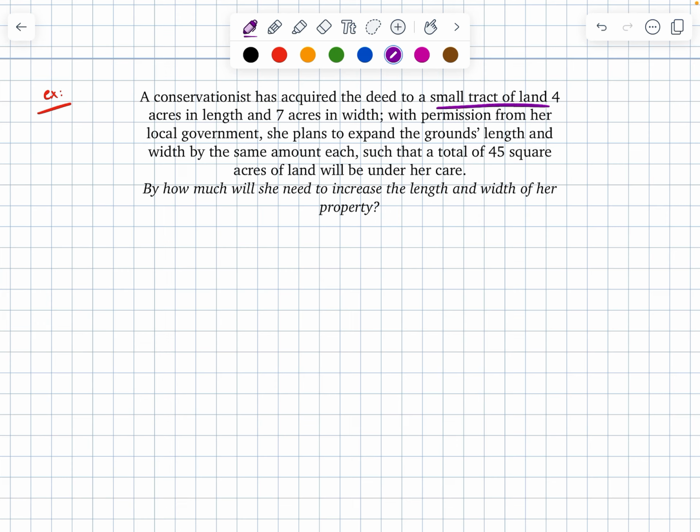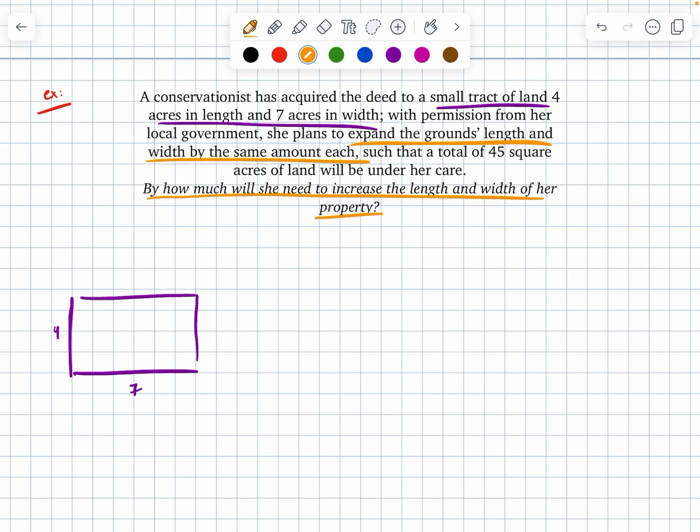Alrighty. Well, the first thing that jumps out to me, I have a tract of land. It's 4 acres long and 7 acres wide. That immediately tells me that I should be able to start drawing a diagram in the shape of a rectangle. So I'll say here, right, my 4 maybe will be over here, and my 7 will be over there. I also know that this rectangle is going to get bigger. We're expanding the length and the width by some amount. We're not told what that amount is. In fact, it's what we're looking for, which means there should be our variable.